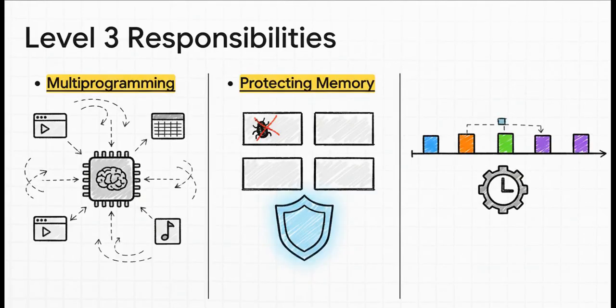And believe me, the OS is juggling a lot of things at once. It's the reason you can have your web browser, your music, and a game all running at the same time. That's called multi-programming. It's also the reason one buggy app can crash without taking your entire computer down with it. That's memory protection. It really is the unsung invisible hero of modern computing.